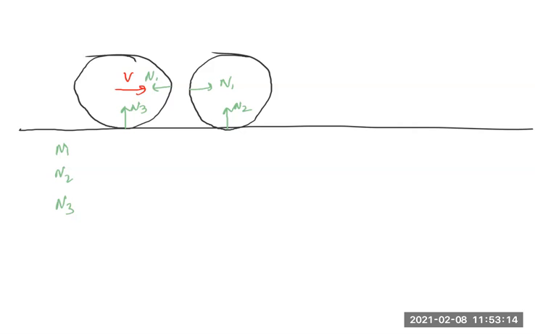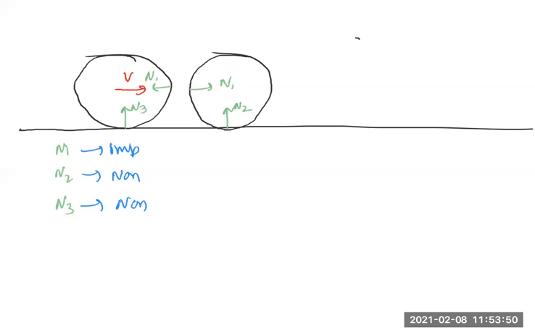Very good. Yes, yes. This will be impulsive. This will be non-impulsive. This will be non-impulsive. Okay. N2 and N3, if you plot, then their values will always remain mg. Their values will not change. That is why.